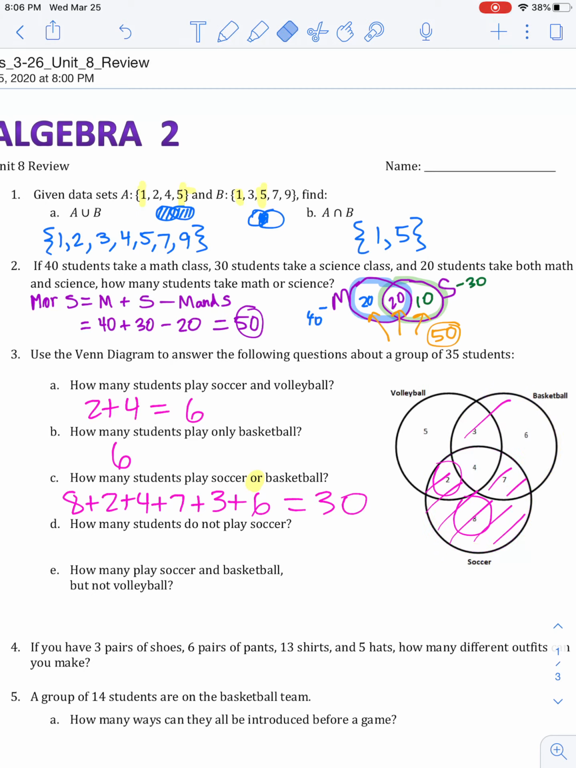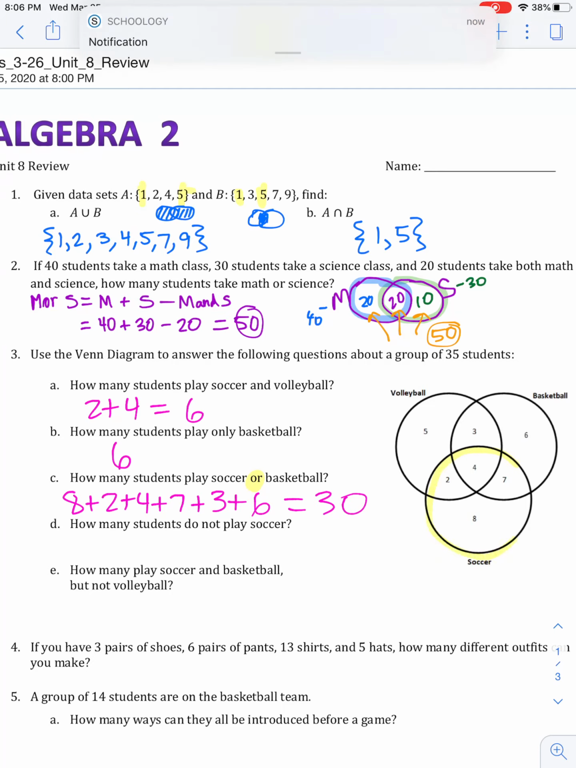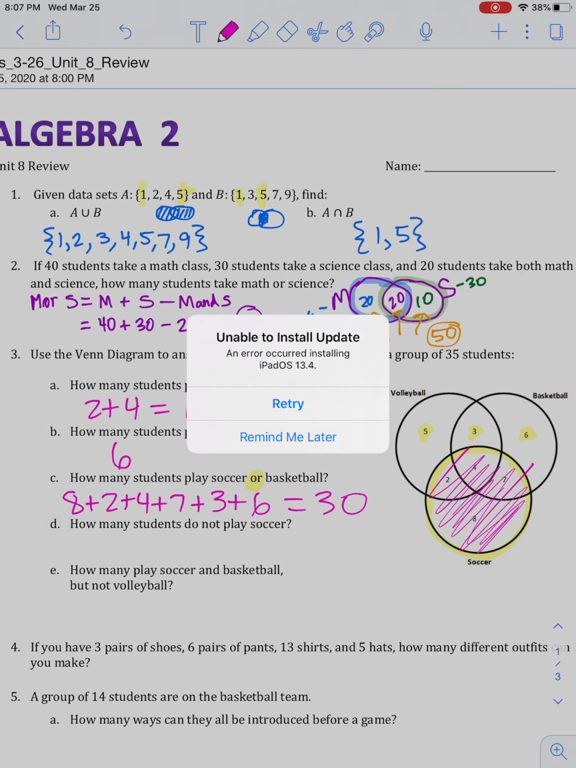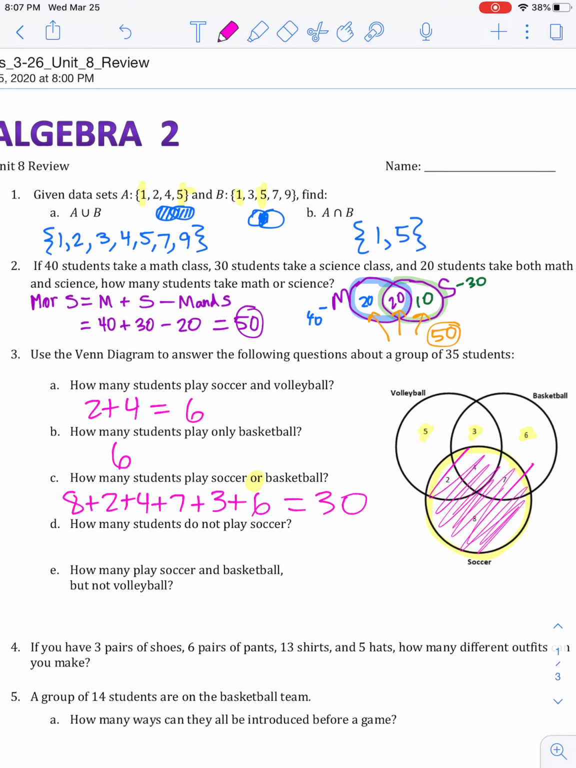All right, part D is asking for how many students do not play soccer? So how many do not play soccer? Well, here's all the ones that do play soccer. So do not would be everything else left over. We're also using the complement here, except we're not finding a probability, but we want everything else outside of soccer. So if I ignore that soccer circle, I have 5 plus 3 plus 6. So that adds to 14.